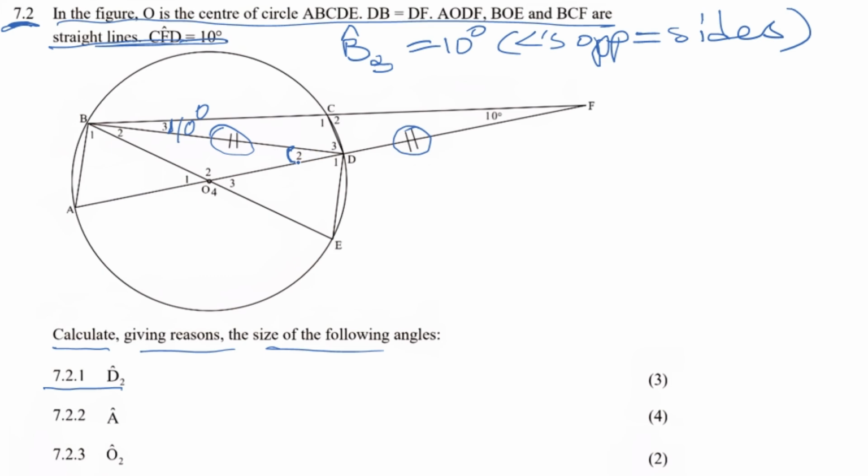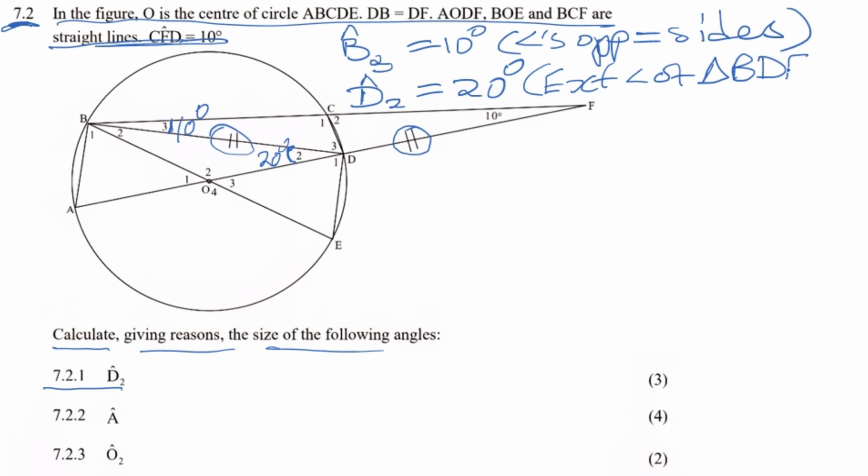But we have not answered the question. The question said we must answer angle D2. So angle D2, guys, is equal to 20 degrees. Now, where do I get this 20? Angle D2 is an exterior angle on this triangle. So therefore, angle B3 plus angle F will give us angle D2. That is 20 degrees right there. But then I have to give a reason. My reason will be: exterior angle of triangle BDF. Okay, so that will be the answer right there.